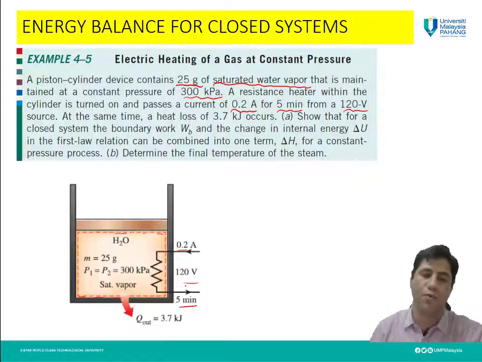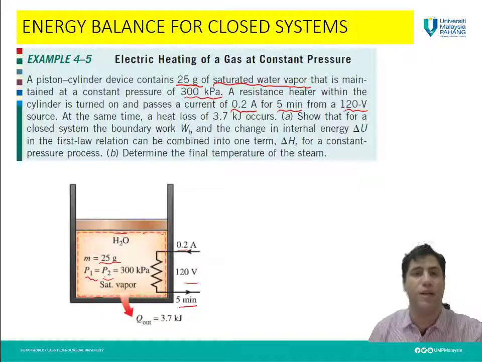What we have is work which comes from this wire, or electrical work, to the system, which is the saturated water vapor, as I said. And we know the mass of that. We know the P1, P2, or the pressure during the whole process will be constant at 300 kilopascal.